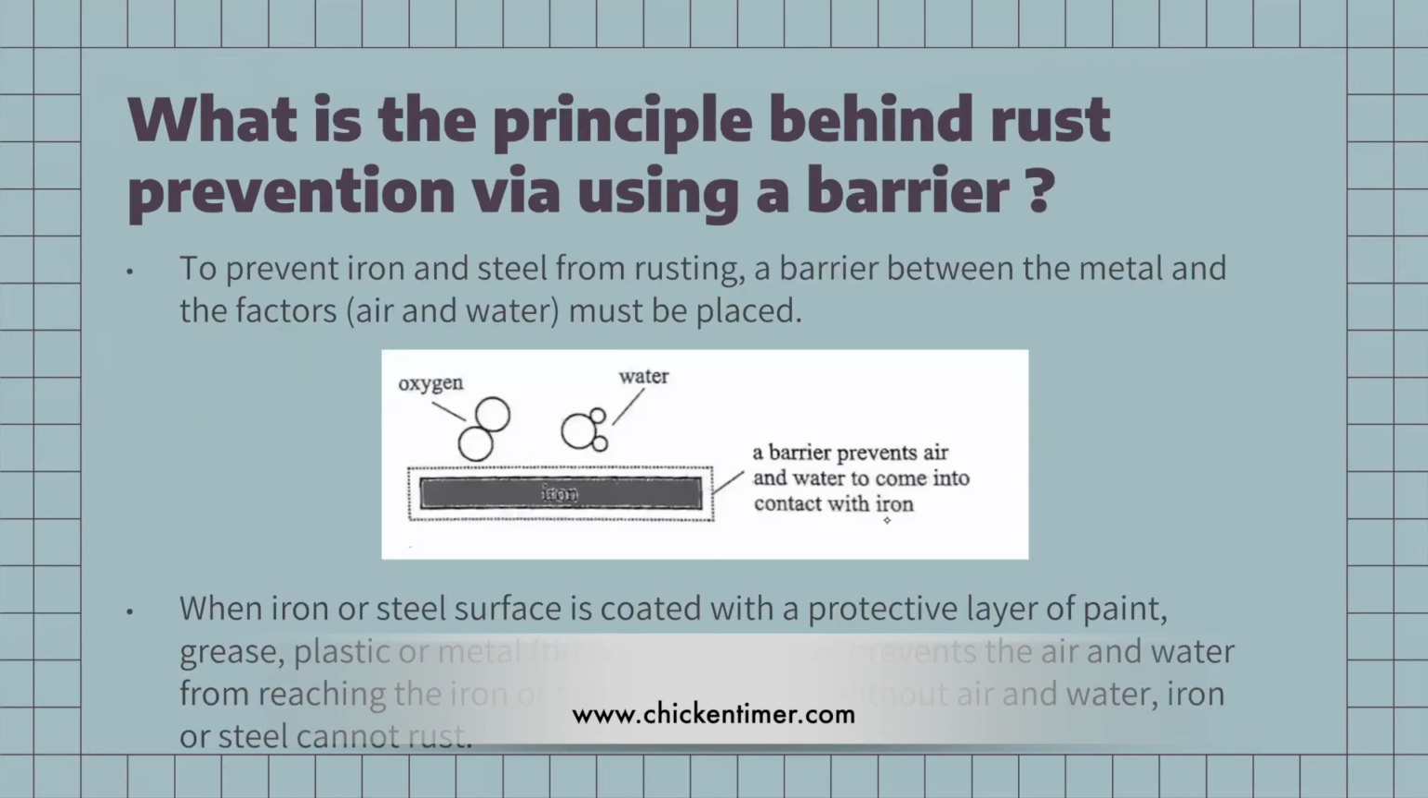So number one, you use a barrier. The barrier here will prevent water and oxygen from coming in contact. The layer prevents air and water from reaching the iron or steel underneath. Without air and water, iron or steel cannot rust. So if they ask why, this is why. The why answer is here.